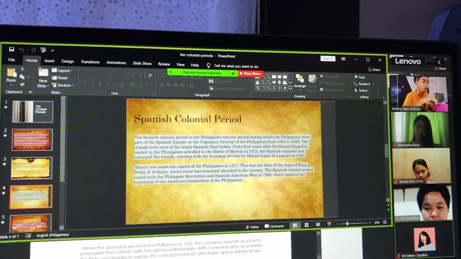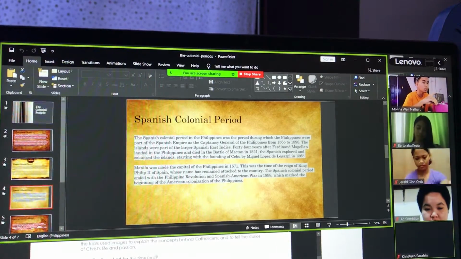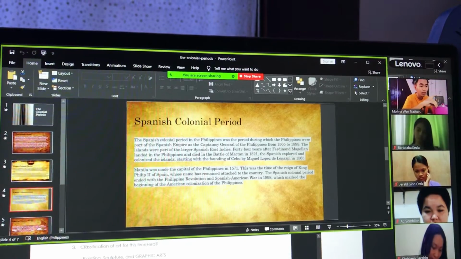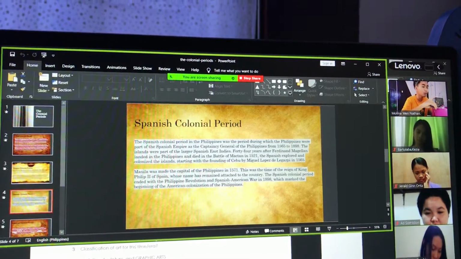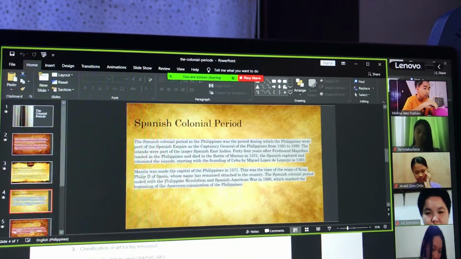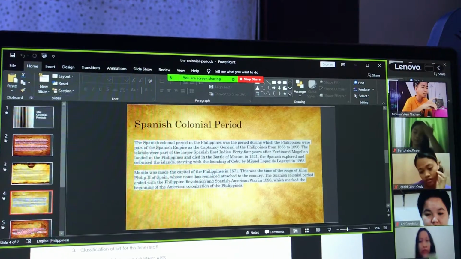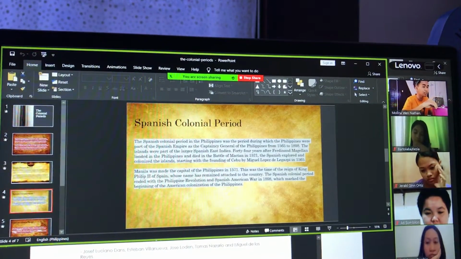Classification of art for this era: painting, sculpture, and graphic arts. Prominent artists: Josef Luciano Danz, Esteban Villanueva, Jose Joden, Tomas Nazario, and Miguel de los Reyes. Prominent artistic pieces from this era.